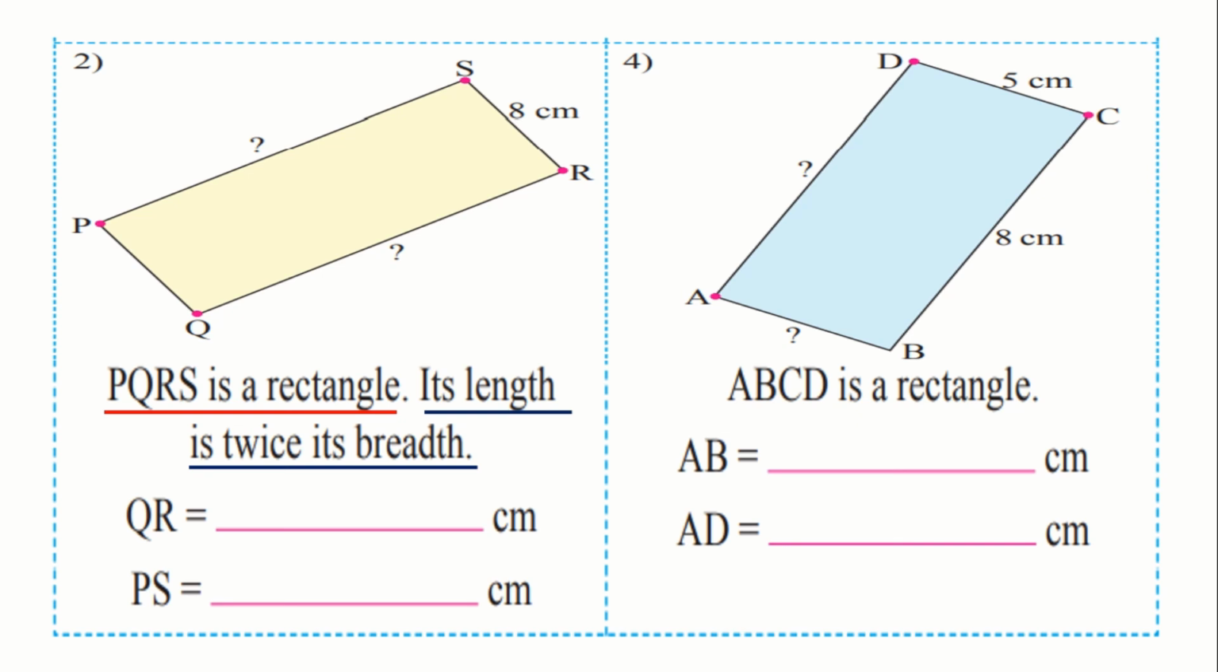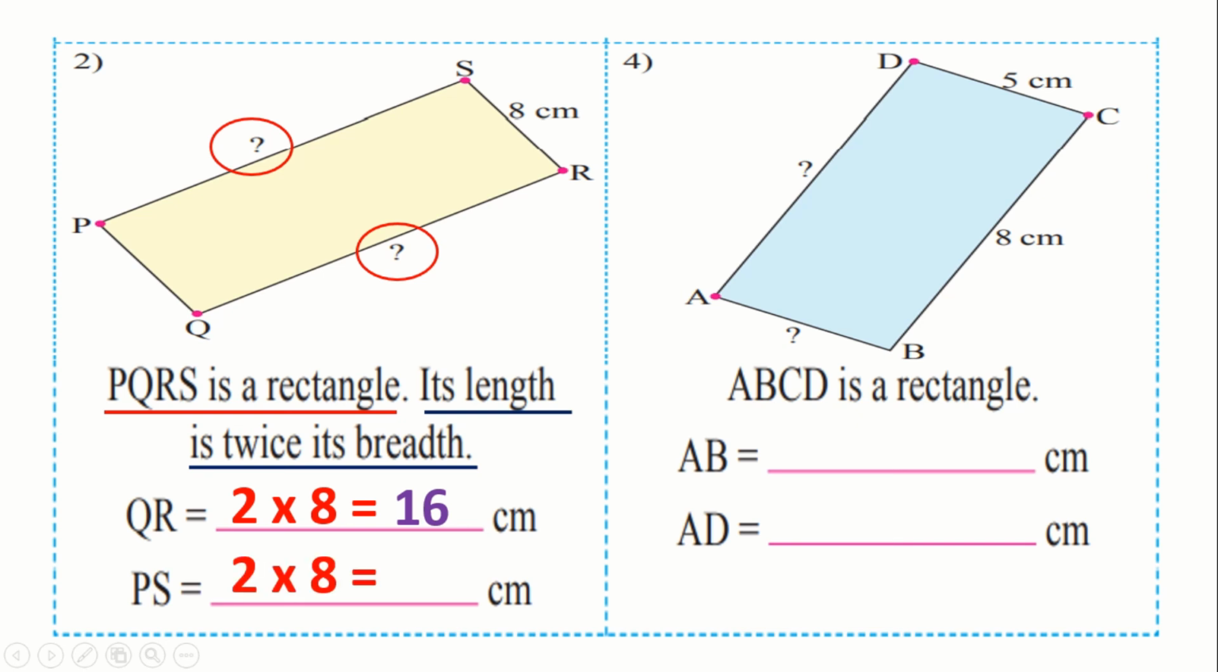Okay, you have here 8, then twice meaning 2 times. Then QR here is 2 times this. You can say 2 times 8. Then you have here the length is 16. The opposite side is the same, they are parallel because they are a rectangle. Then you say 2 times 8. Then you have the answer is the same, 16. Okay, students?